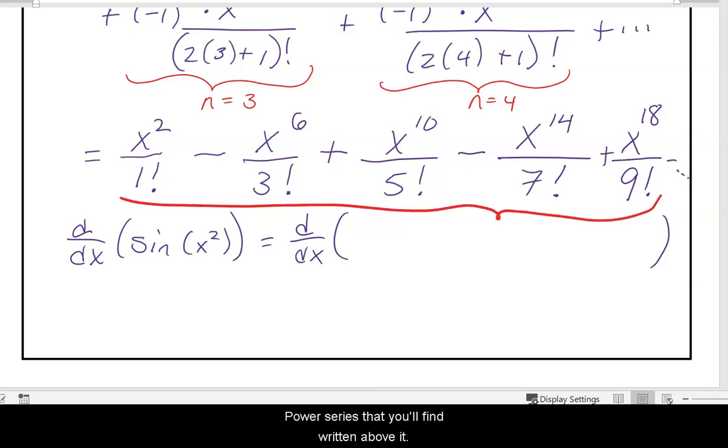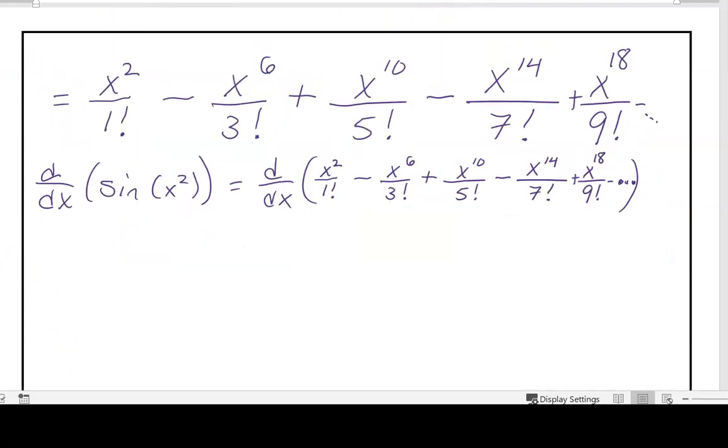find written above it. Let's move down to the next page so that we can get it all on one page together. Here are the 2 lines that were written directly above. Let's continue by taking the derivative term by term of the expansion of the power series for sine of x squared.